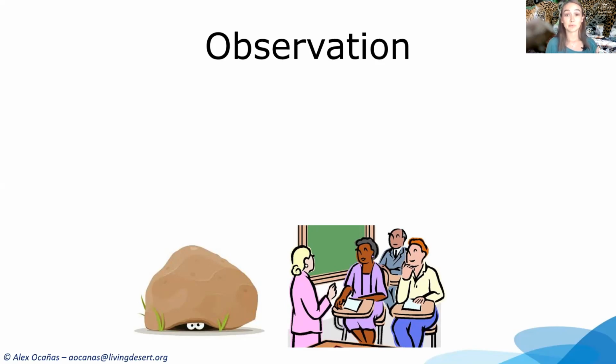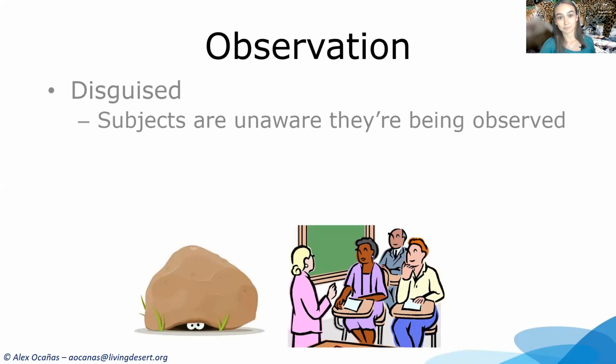If people you are observing know that you are observing them, they may choose to behave in ways that are different than they would behave if you weren't there. And they may not actively choose to behave differently, but they may subconsciously or unconsciously behave in different ways, knowing that they're being watched. So disguised observation is where the subjects are completely unaware that they're being observed.